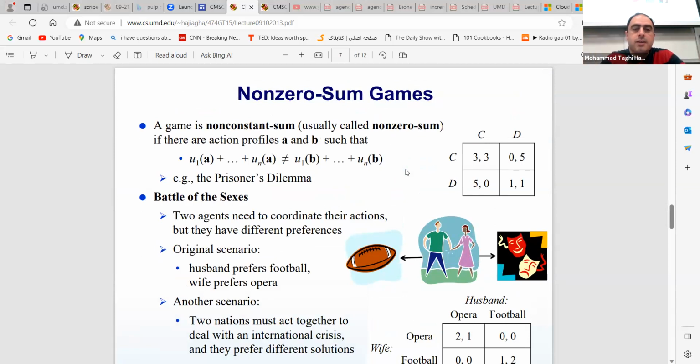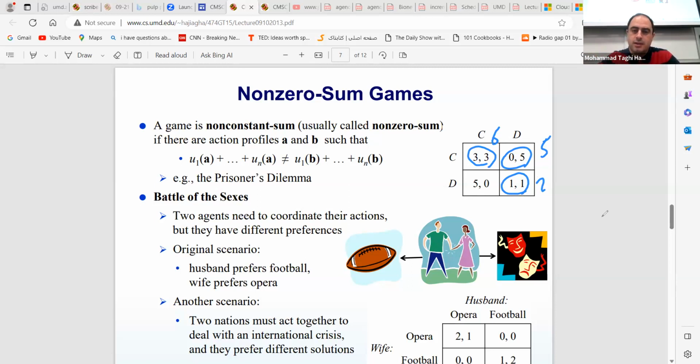So of course, as we discussed, there are some places where we have non-zero-sum games. A game is non-constant-sum or non-zero-sum if there are two action profiles for which the sums of the utilities are not the same. Of course, the prisoner's dilemma, as you mentioned, is a very good example of this. Here the sum is equal to 6, while the sum here is equal to 5, and the sum here is equal to 2. So for different action profiles, we may have a different sum essentially.